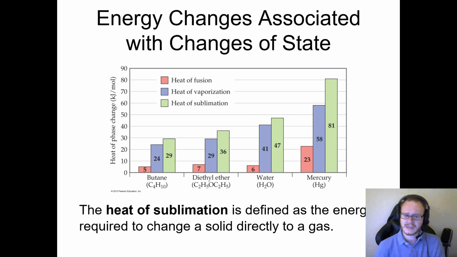And then we have the heat of sublimation. This is the sum of both the heat of fusion and the heat of vaporization. This is the energy necessary to turn a solid directly into a gas. And you'll notice that in each of these circumstances here, for example in butane, the heat of fusion of 5 kilojoules per mole plus 24 kilojoules per mole's heat of vaporization does equal 29, the heat of sublimation.